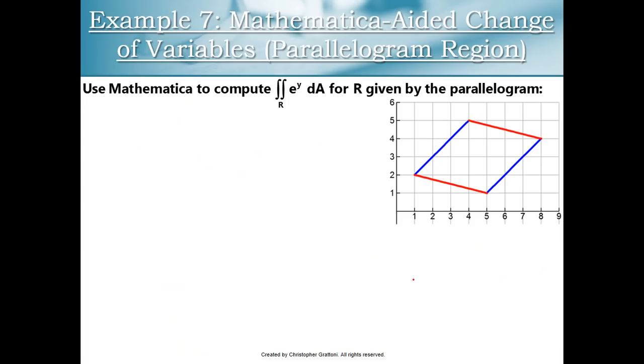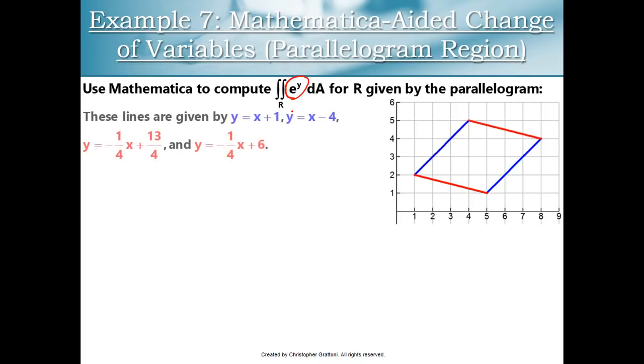But we're done. All right, here's a change of variables that's going to be aided by Mathematica. I'm integrating over a parallelogram-shaped region. This one has to be done using Mathematica, not because of the parallelogram, but because of this integrand of e to the y. It's going to make things a little bit complicated. On your triad problems, this would be similar to a triad problem. If I were to tweak this integrand, it could be a lit sheet problem, it could be a quiz problem.